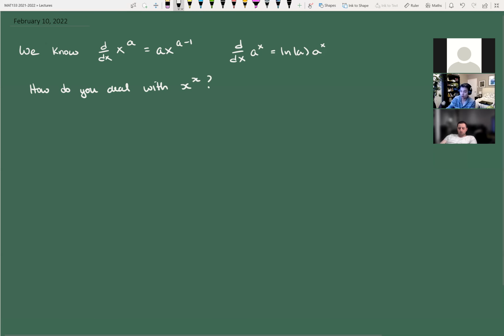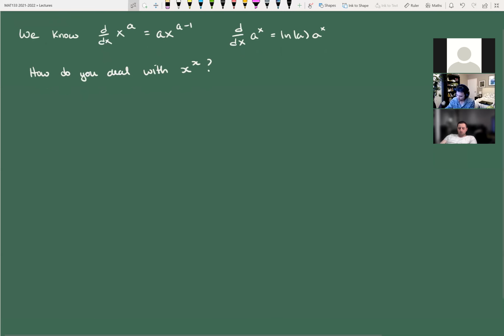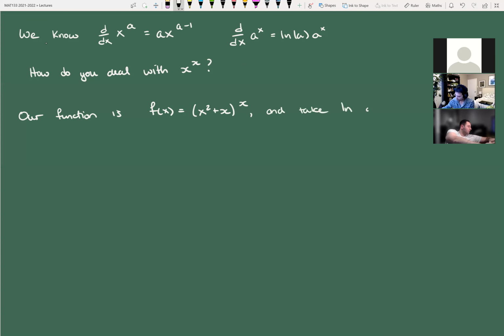We talked about this. This is the logarithmic differentiation portion. So our function is f of x, but it is x squared plus x to the power of x. Like that. Okay. And it's actually possible to do this one using implicit differentiation if you want to, but using logarithmic differentiation, what we're going to do is take ln of both sides. Take ln of both sides.